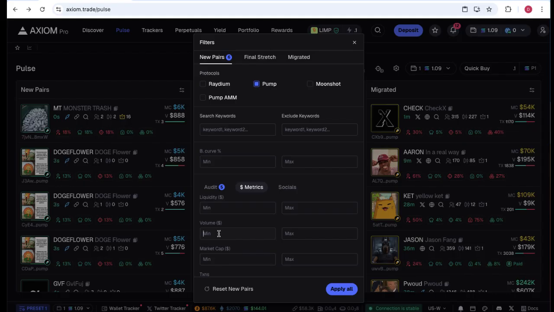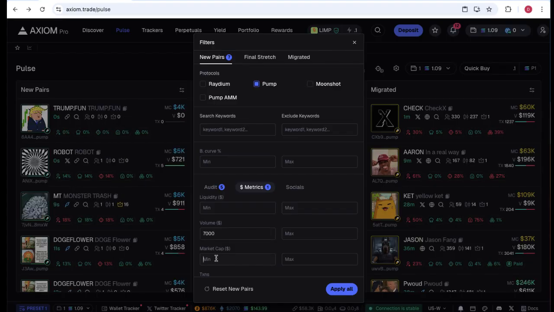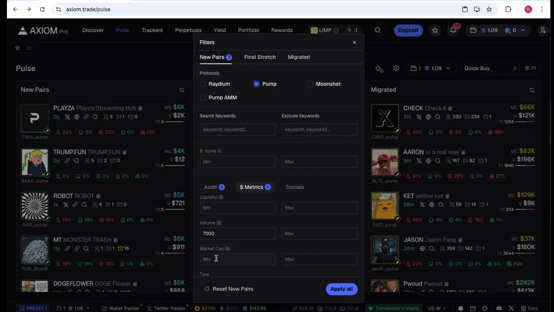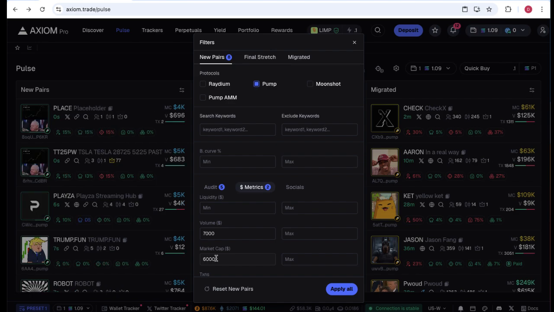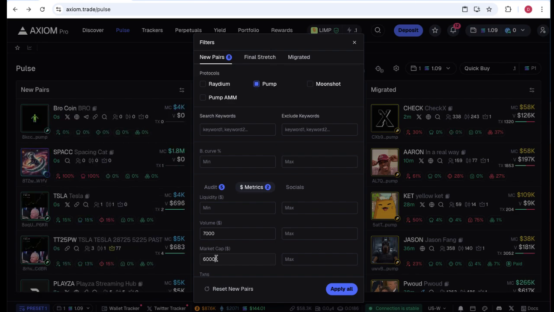We only want to see tokens that have gone over $7,000 in volume. We really want to raise the bar for what we consider to be a good token. Anything under that is not having enough motion. And the market cap, 6,000. So as you might notice there, I have the volume requirement higher than the market cap. That's going to give a little buffer cushion for the sell.